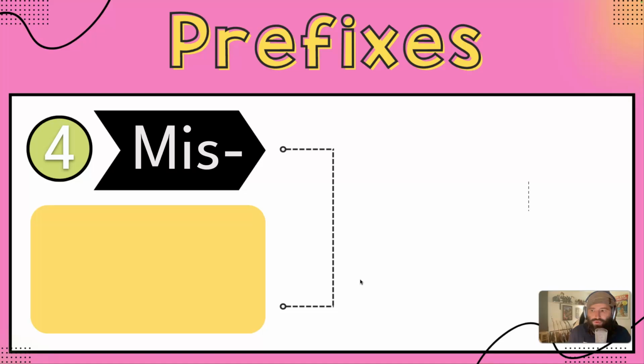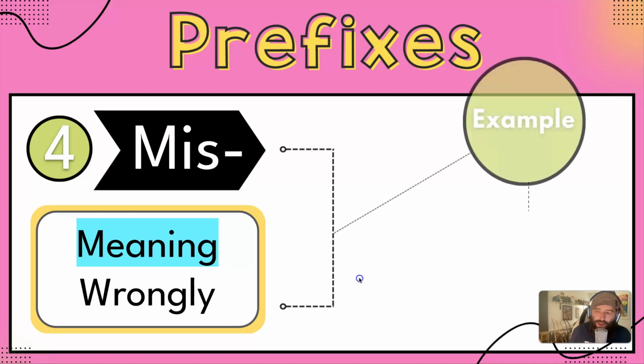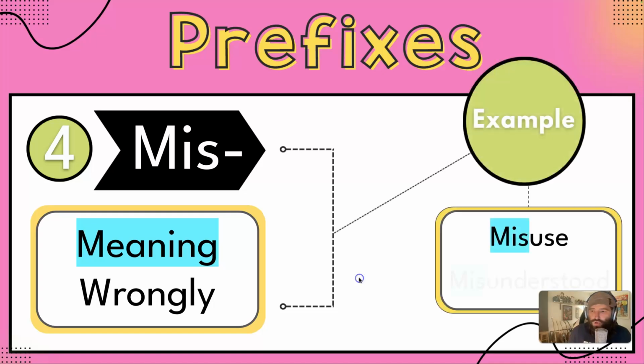Our fourth and final prefix is miss. This one means wrongly. Okay? So misuse, misunderstood, misbehave. It does not mean that you're not behaving. It means that you are behaving. You're just behaving wrongly. It doesn't mean that you do not understand. It means that you understood wrongly.